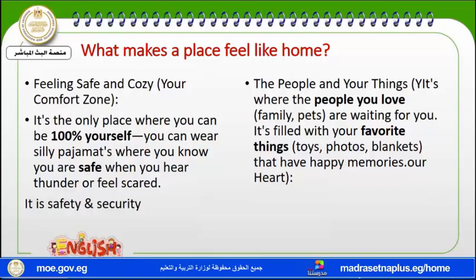You can wear whatever you like. You can wear your silly pajamas, and you know that you are safe. No one will make fun of you. And also, you will hear no thunder or you will not feel scared. It's safety and security. That's one reason why you feel this place is your home.